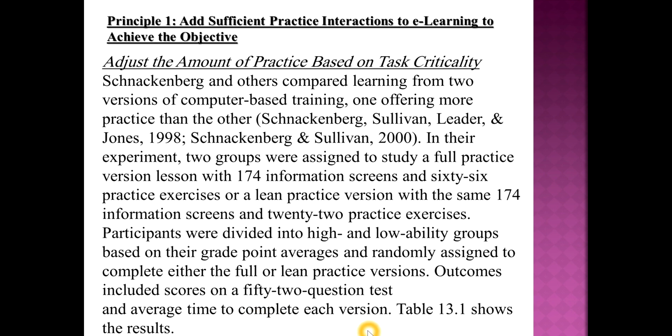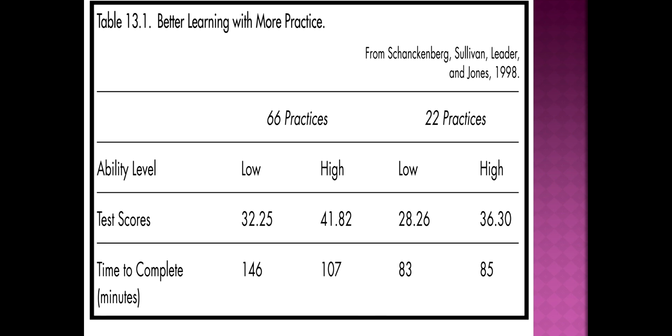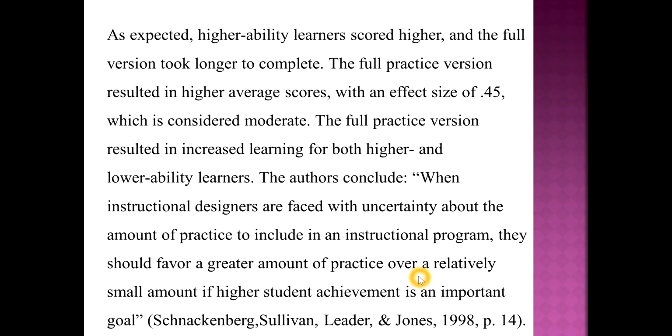Right, let's see the difference between the two groups. The ability level, low and high, 66 practices, 22 practices. Test scores, you see the difference. The high got more questions, they got more grades. And time to complete, there's a big difference, a shorter time, a longer time. And for low and high, the practices were very close, which actually results in higher ability learners scoring higher, and the full version took longer to complete.